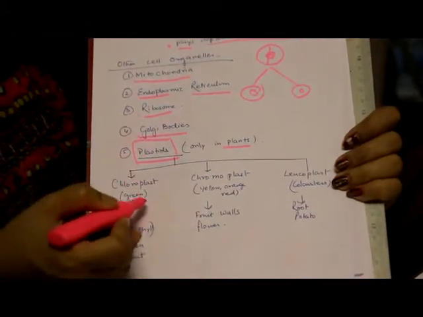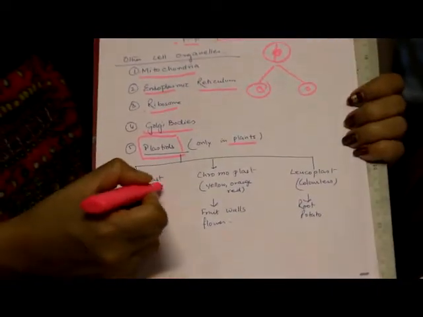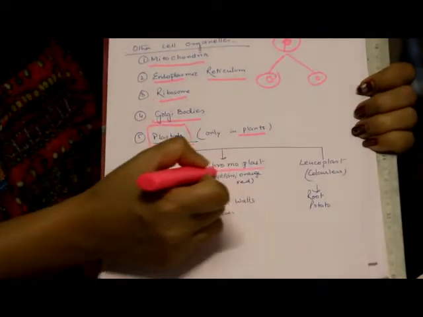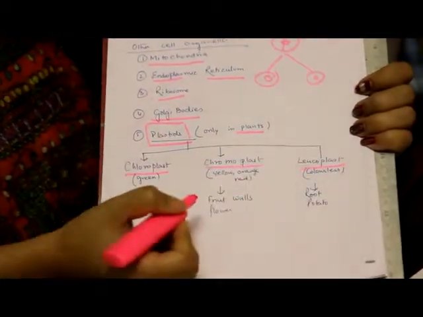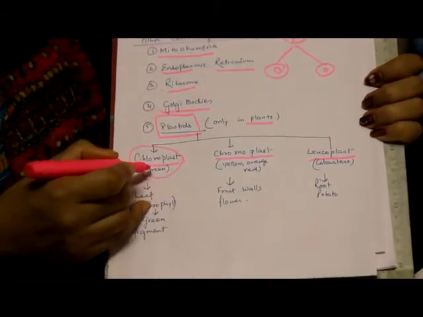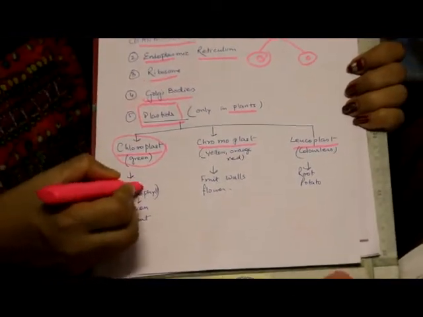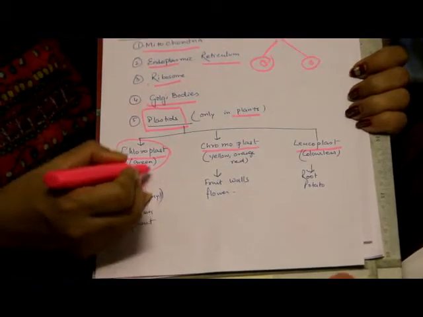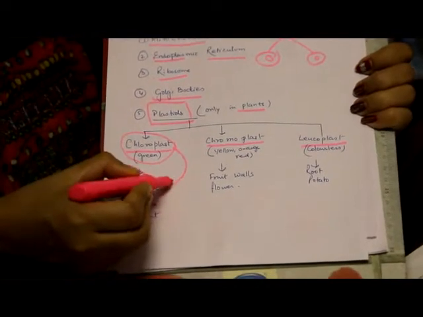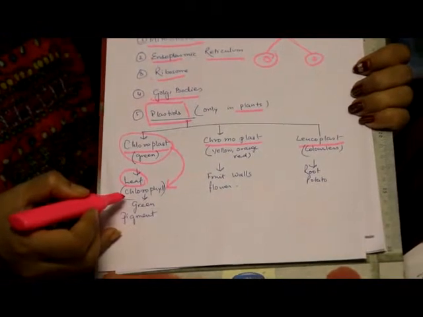Now if we go into details, plastids are of three types which I have mentioned here: chloroplast, chromoplast and leucoplast. Chloroplast provides green color to the plant part. And which parts are green? The leaves. Leaves are green because of the presence of chloroplast, and this chloroplast contains the green pigment known as chlorophyll, which you have all learnt in the junior classes.